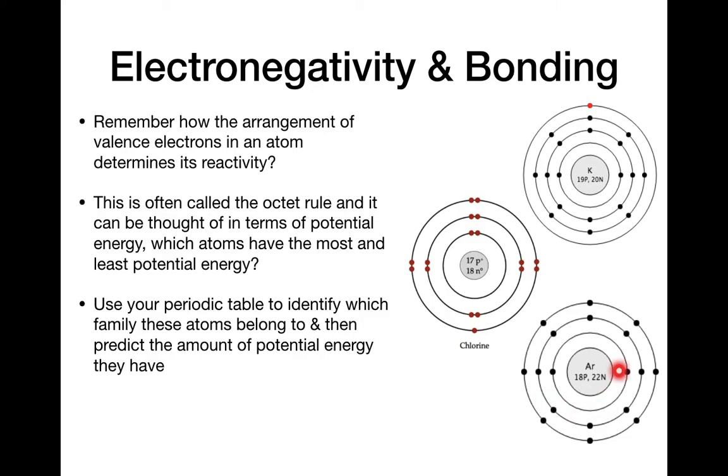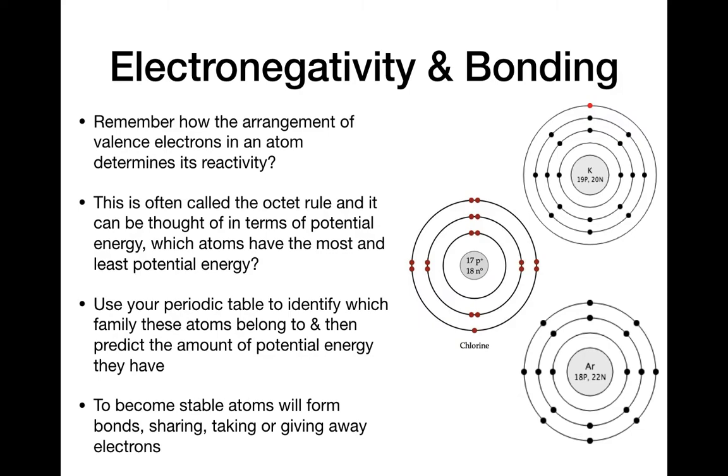And then here I have argon. Argon, element number 18, is a noble gas. And it has a full octet. 1, 2, 3, 4, 5, 6, 7, 8. It has very, very low potential energy. It's not going to react. It's really hard to even force noble gases to react. Okay? So it's very, very stable.